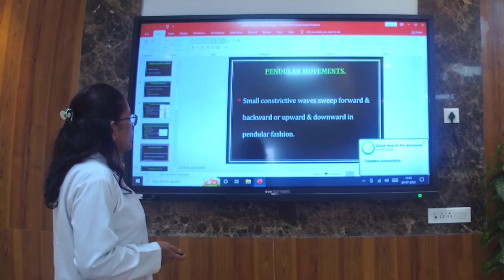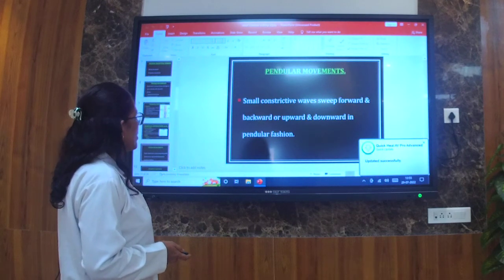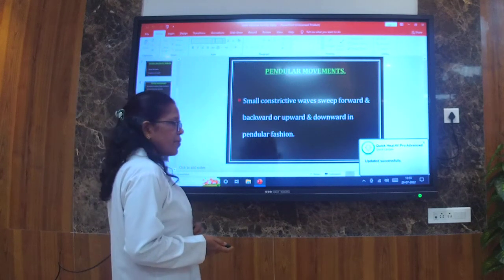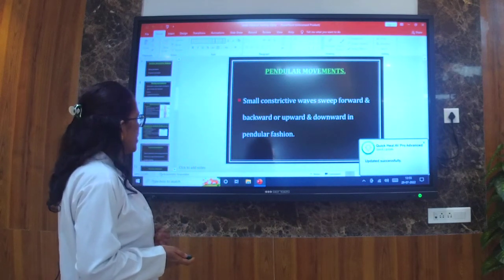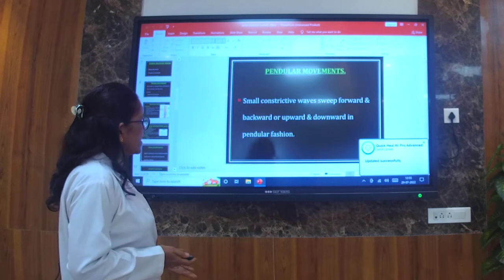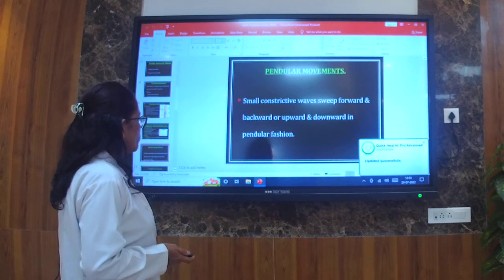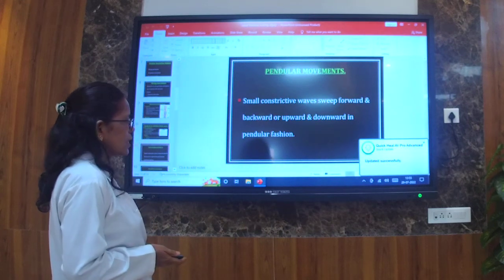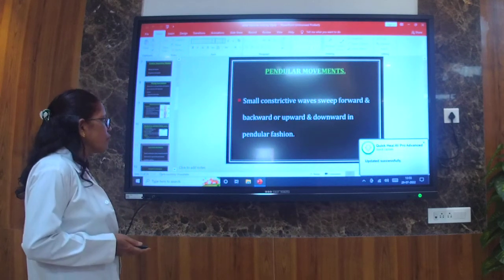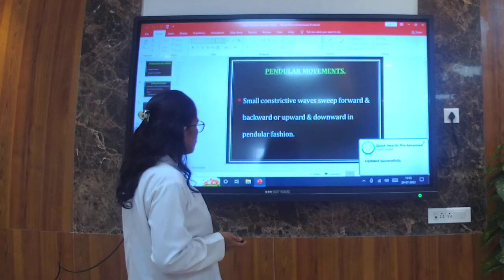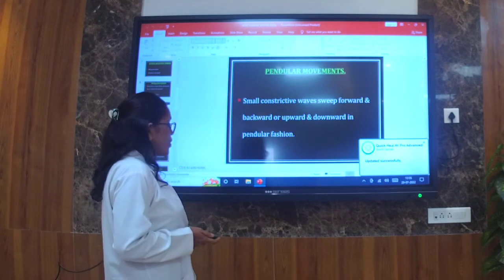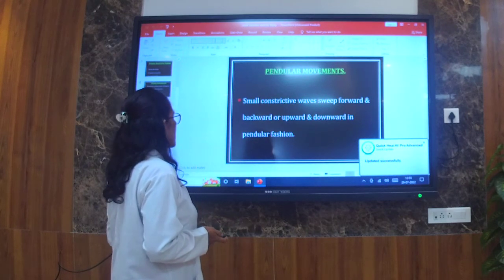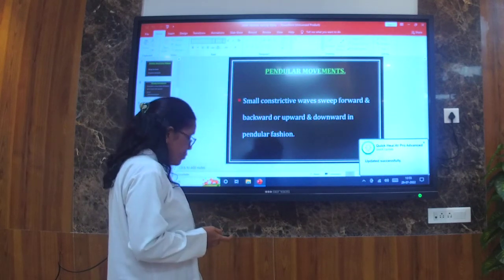Then pendular movement. What is pendular movement? Small constrictive waves sweep forward, then backward, or upward and downward, in a pendular fashion in all directions. So small constrictive waves are present and they sweep forward, backward, upward or downward in all directions, and so these are called pendular movements.